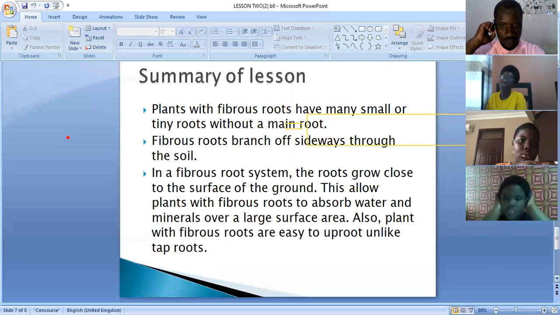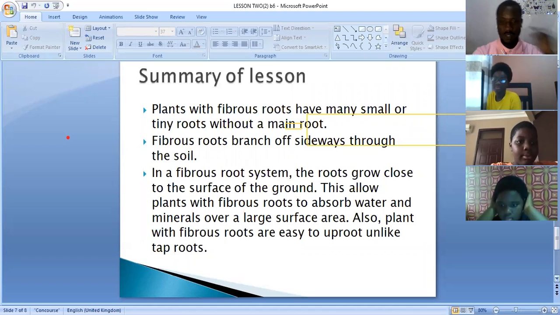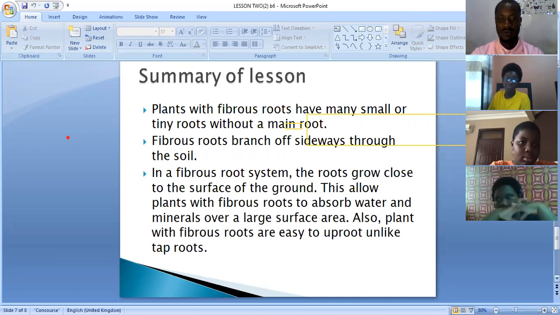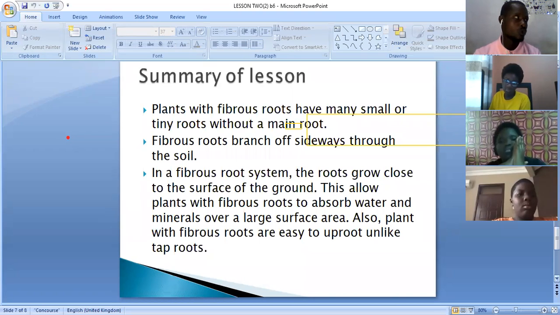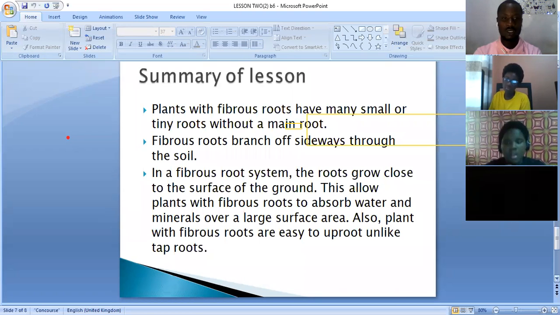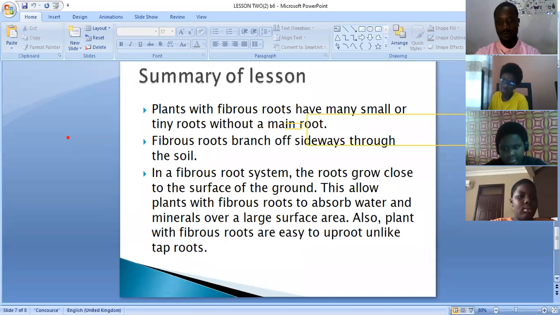Nadia, is it okay by you? Yes, it's okay. So we have much of this on the dashboard. Plants with fibrous roots are easy to uproot, likewise the taproot. Because the root doesn't go deep into the soil, it's basically easy to uproot or lift upwards fibrous roots as compared to the taproot.